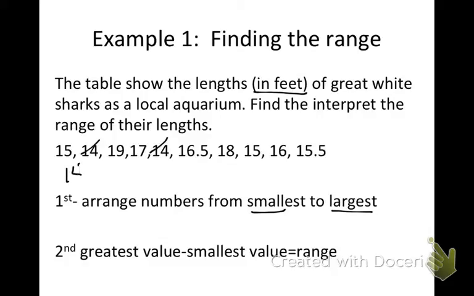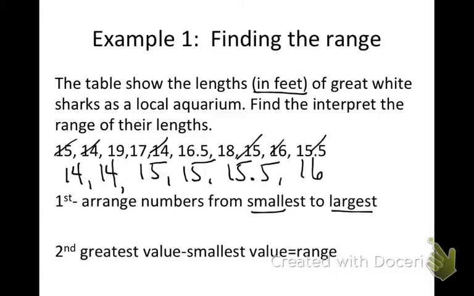So I think 14 is my smallest. I have 14, 14. Then I have 15 and 15, and then I have a 15.5 and a 16. I see a 16.5. I see a 17 and 18. I'll have to sneak in that little 19 there. So I always double check to make sure I have all my data, so I count them. So I have 1, 2, 3, 4, 5, 6, 7, 8, 9, 10 data points, and I see 1, 2, 3, 4, 5, 6, 7, 8, 9, 10. So I have them all down.